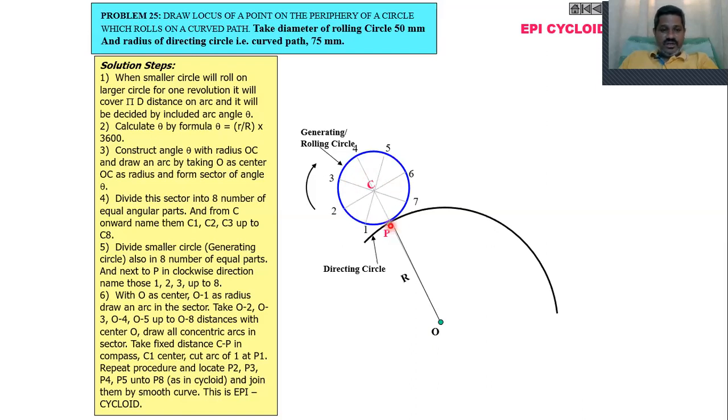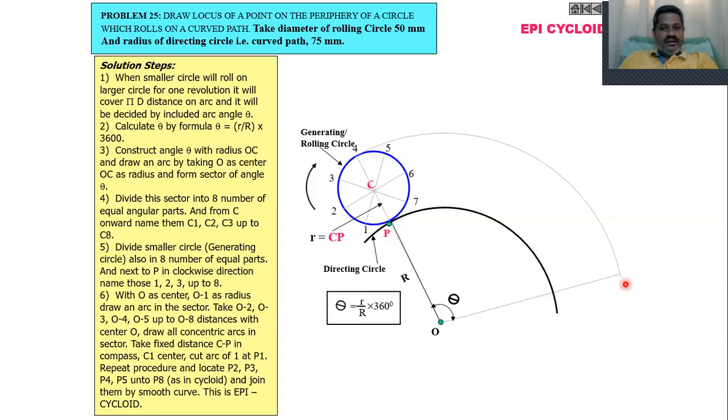Now draw the sectors. Draw the concentric arcs by taking O1, O2, O3 as radius like this. From O as center, with O4 as radius, draw a concentric arc to the directing circle. Then draw an arc. Before that, using the angle you calculated, draw a line at the specified angle like this.